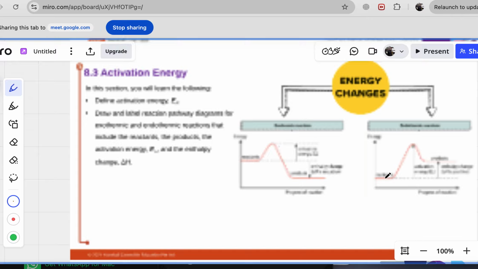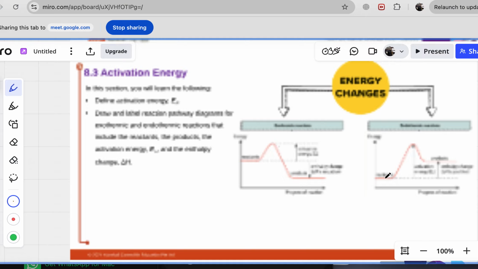That minimum energy that is required for a particle to start to react is called the activation energy. So a reaction will occur only when the reactant particles possess energy equal to or greater than the activation energy. Either the minimum is there, you get the activation energy, or you get greater than the activation energy in order for the reaction to take place.